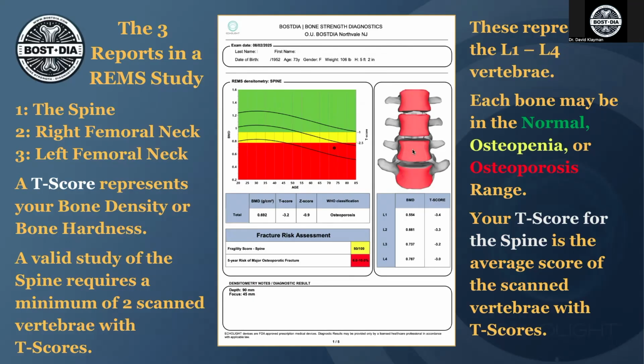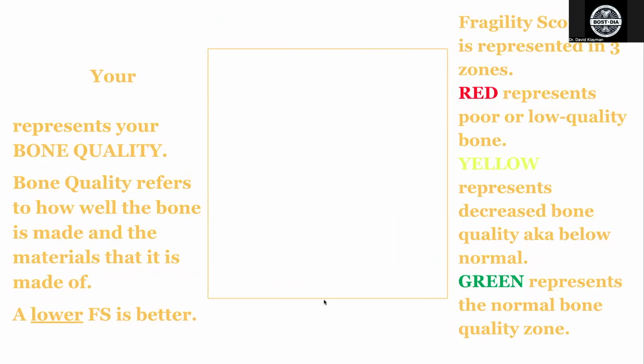Now, each vertebrae also, as you can see, has a color. If the vertebrae is red, it's in the osteoporosis range. If it was yellow, it would be in the osteopenia range, and green indicates that each of the vertebrae that are green are in the normal range. Now, underneath your T-score, it says fracture risk assessment. Beneath that is what's called a fragility score. And to better understand fragility scores, let's go to page 2.